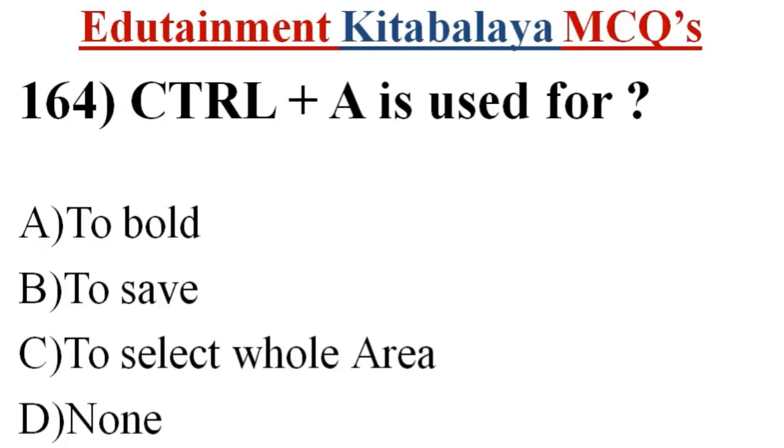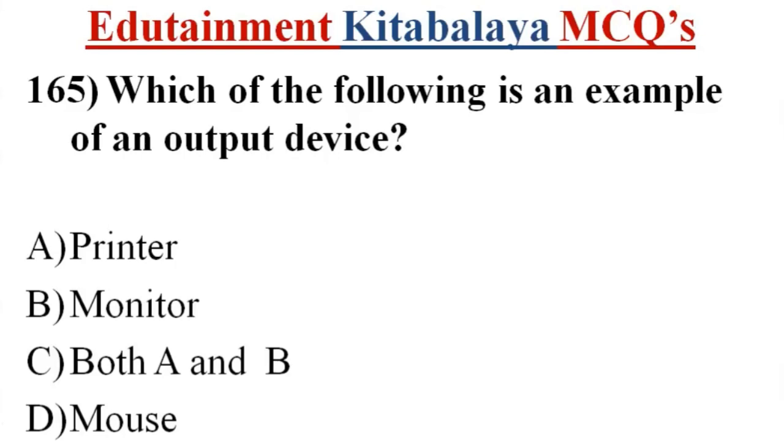Question number 164. Control plus A is used for? A. To bold. B. To save. C. To select whole area. D. None. Correct answer is C. To select whole area.